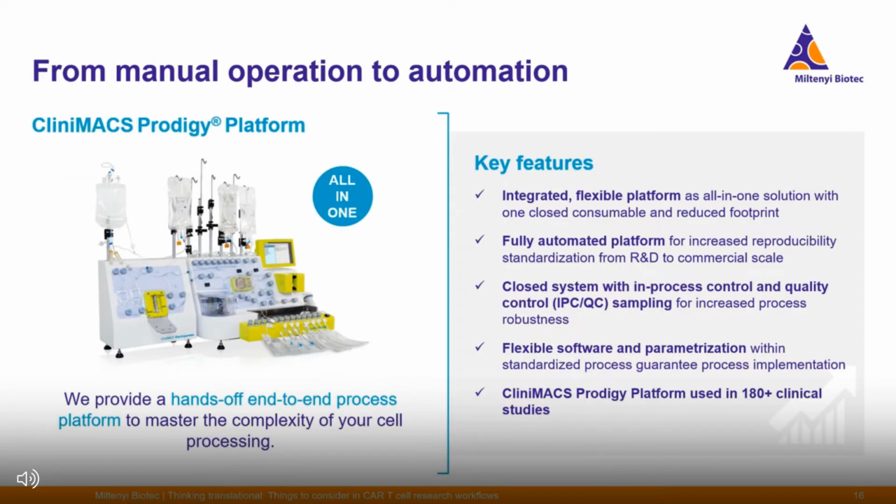Automating and closing manual steps makes manufacturing more scalable, robust, reliable, and consistent to enhance the product quality. And yeah, human error is frequently identified as one of the highest risk elements of the manufacturing process, leading to protocol deviations and batch failures. So automation mitigates the risks by providing repeatable and reliable cell processing. And keeping that in mind, I would like to introduce our CliniMACS Prodigy platform to you.